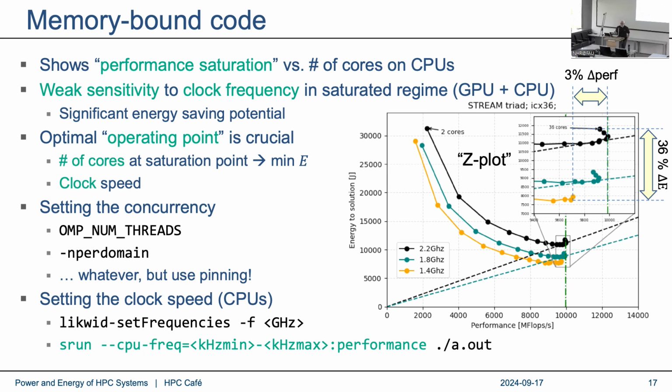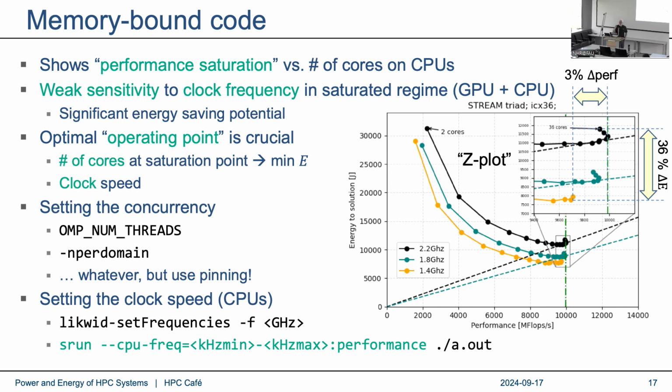You can set the concurrency with the typical means, setting the number of OpenMP threads, setting the number of MPI processes per domain, and so on. Whatever you use, pinning is needed. You need to pin those threads and processes to these NUMA domains, because otherwise the OS will just do what it wants. The clock speed setting is also very simple. With Slurm, you can use the CPU frequency argument, and you have to give a range of frequencies in kilohertz, ironically, so don't mix that up. If you do that, for example, to set it to 2 gigahertz, you say 2 million, and performance for the governor, and that's it. It's very simple to use clock frequency fixing with Slurm.